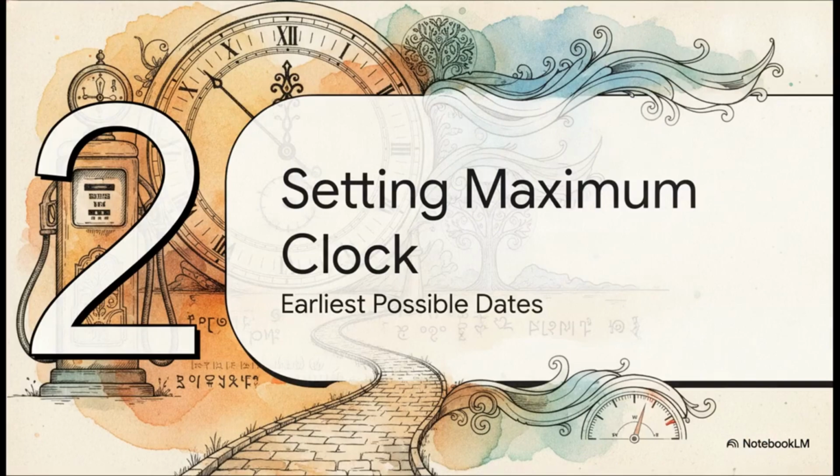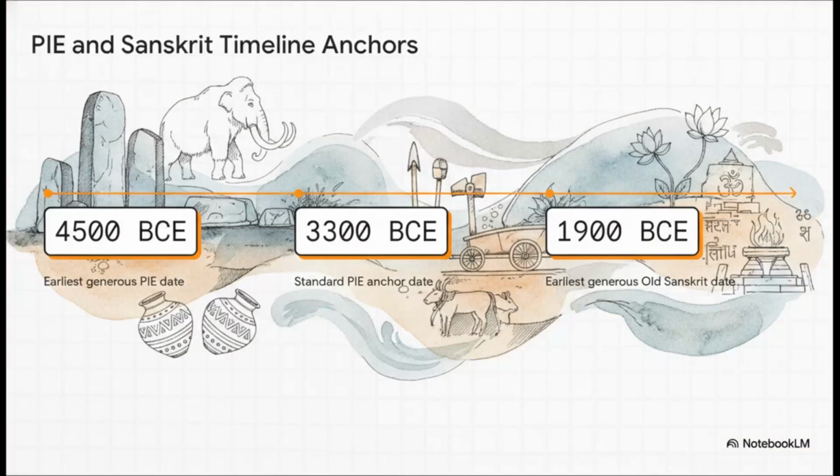Which brings us to Section 2, setting the maximum clock and establishing the earliest possible dates. So, to figure out if our historical linguistic road trip has enough gas, we have to establish the absolute most generous dates possible for our start and end points. Foundational scholars, people like Gimbutas and David Anthony, they generally place the early PIE periods somewhere around 4,000 to 3,500 BCE, with 3,300 BCE being the standard widely cited anchor date.